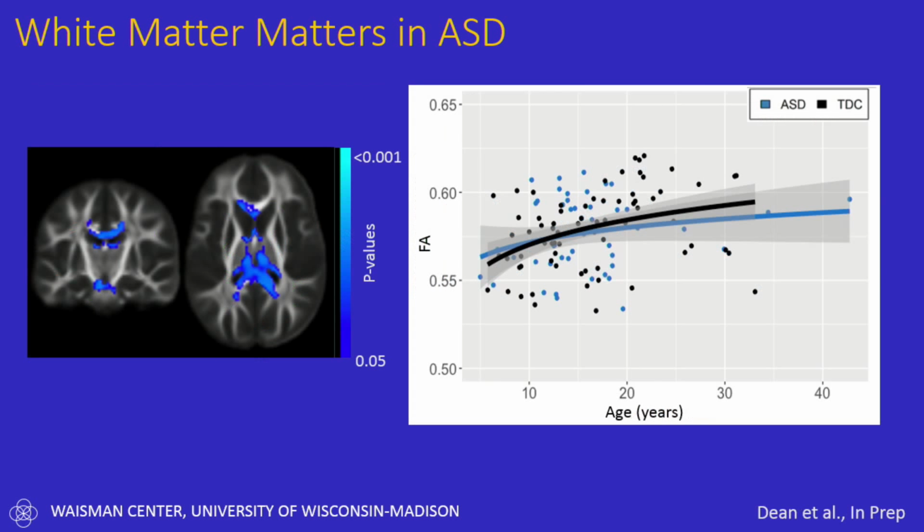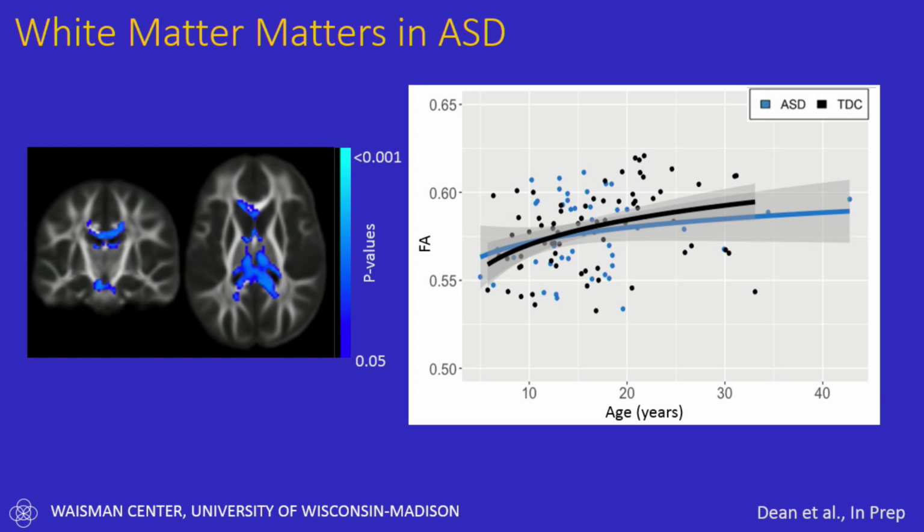More recently, in another cohort of individuals that we've looked at here at the Waisman Center, we've seen very similar trends. Early on in life, individuals with autism have a higher fractional anisotropy, but over time that pattern changes, and the typically developing controls eventually overcome or surpass the trajectory of the individuals with autism.